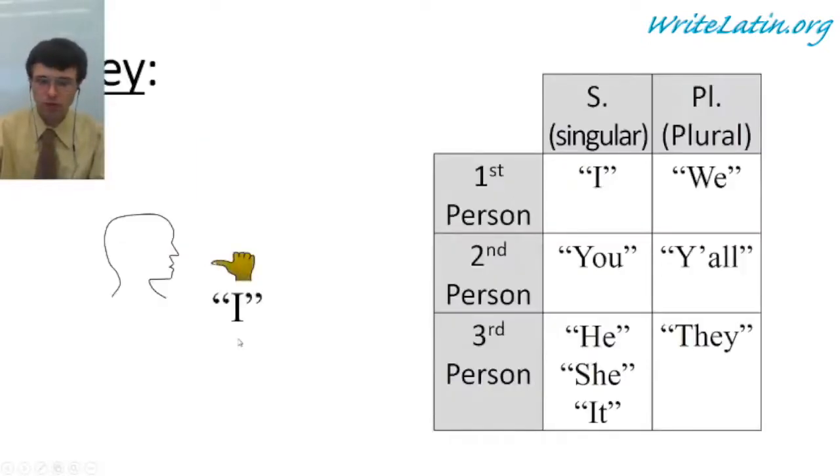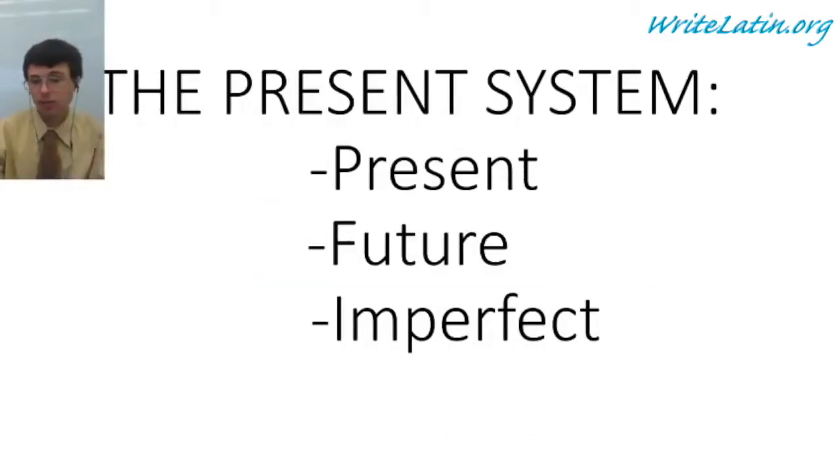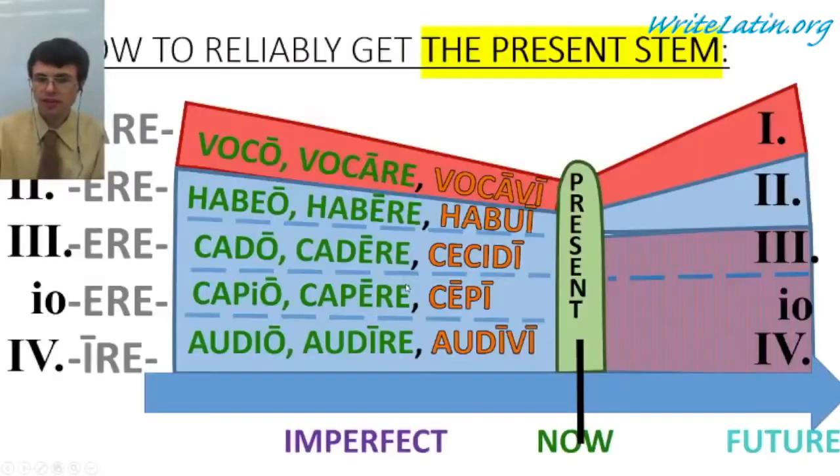As a short review, remember the thumb towards you means I, that's you, he, she, or it, we, y'all, they. Up till now, we've just had to deal with the present, but now we have another tense from what's called the present system, which is these three tenses. All these three tenses use what is called the present stem up here.